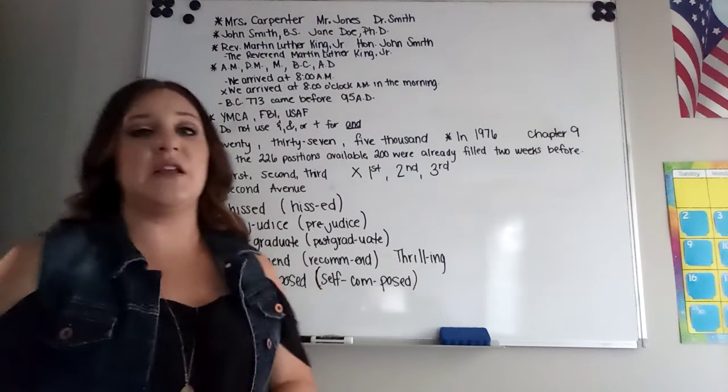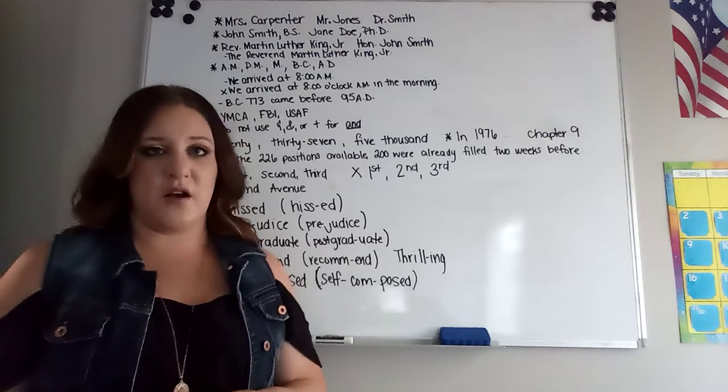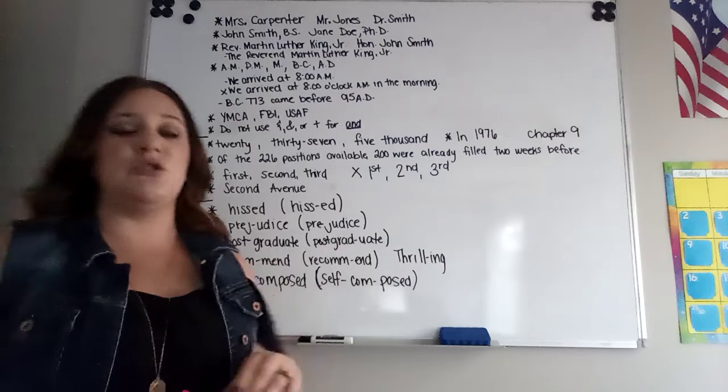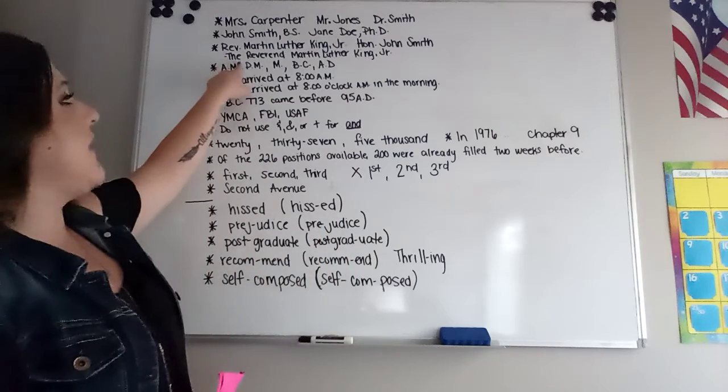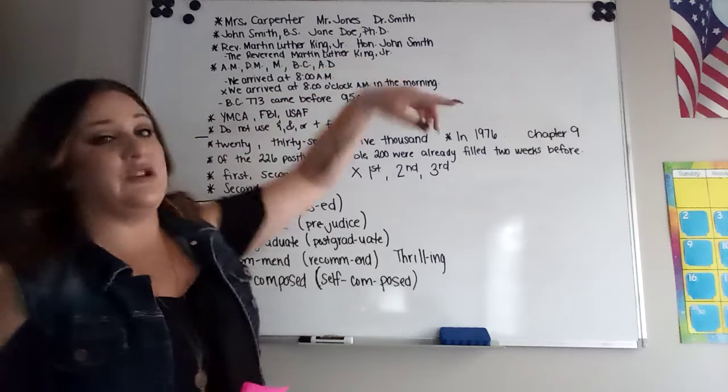The other exception to this abbreviation rule is if you use the word the in front of the name. So you can't say the Reverend Martin Luther King Jr. and abbreviate Reverend. You have to write the and then spell out the word Reverend Martin Luther King Jr.